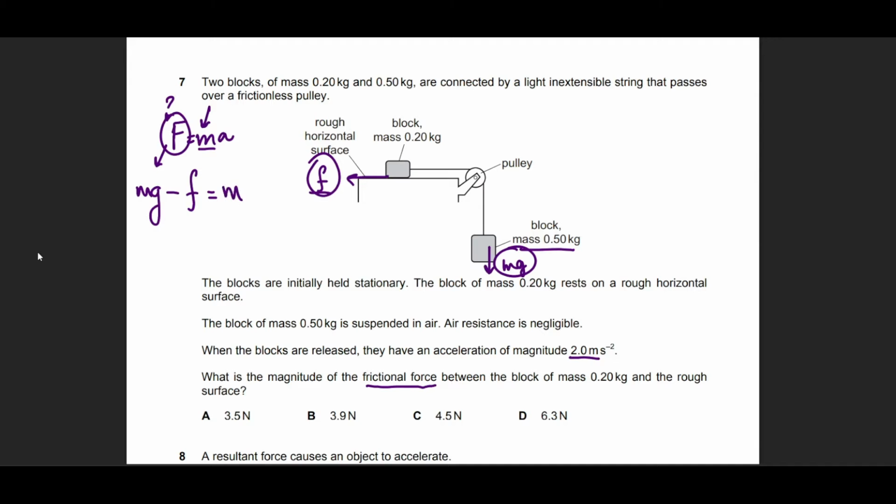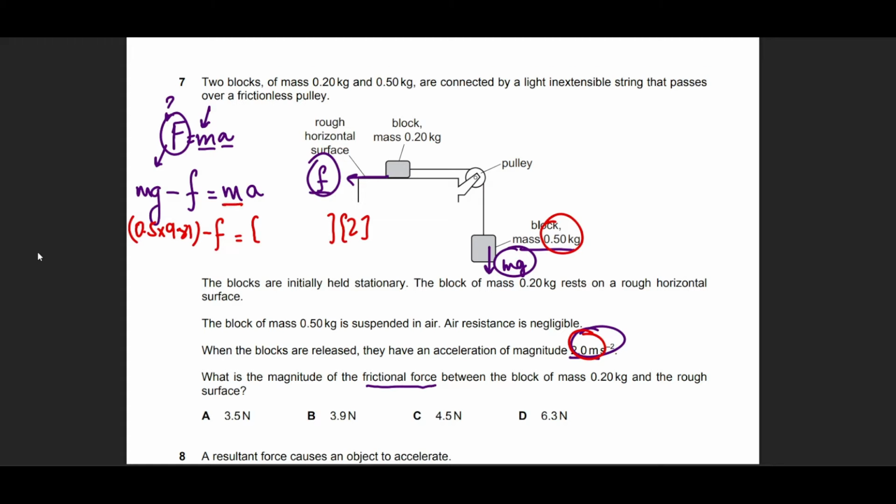Now, that mass could be anything, and this is the acceleration we are already given in the question as 2 meters per second squared. Let's try to put in the values. So mg, the one that is responsible for pulling it, is 0.5 multiplied by 9.81, bracket close, minus F, which we don't know, equals m times a, and a is 2, which we already know. What mass should I put over here? You can pause the video and think about it.